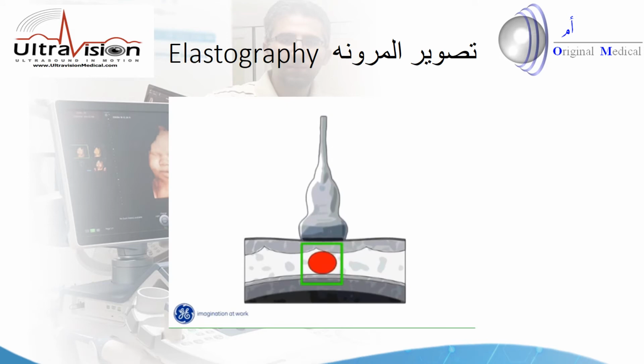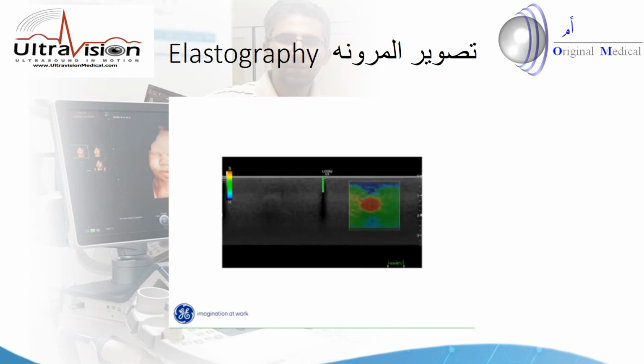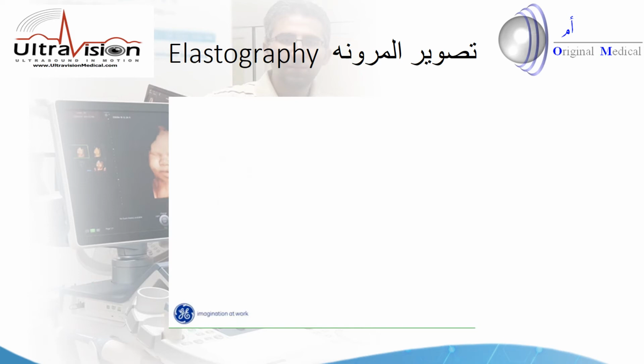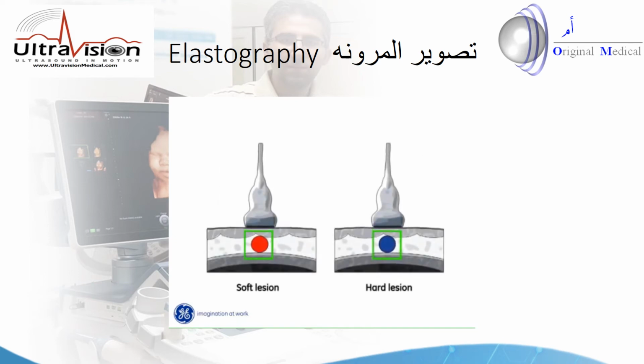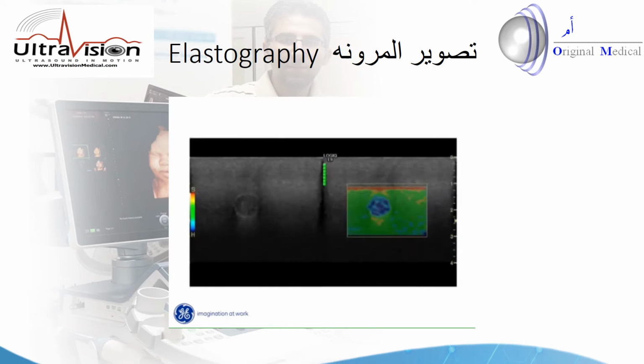The soft lesion deforms under the pressure. The chromatic scale assigns soft tissue as red and hard tissue as blue. The elastogram indicates that this lesion is soft. The hard lesion does not deform under the pressure like the soft lesion. This elastogram indicates that the lesion is hard.